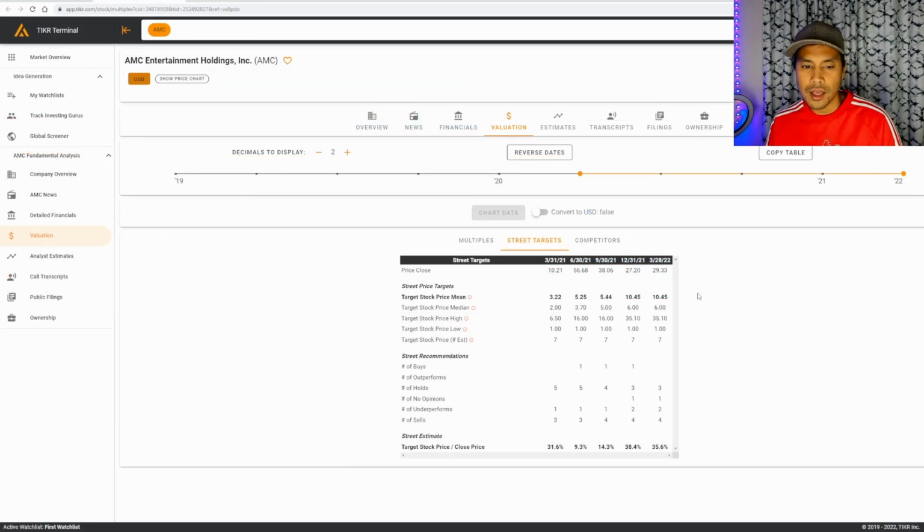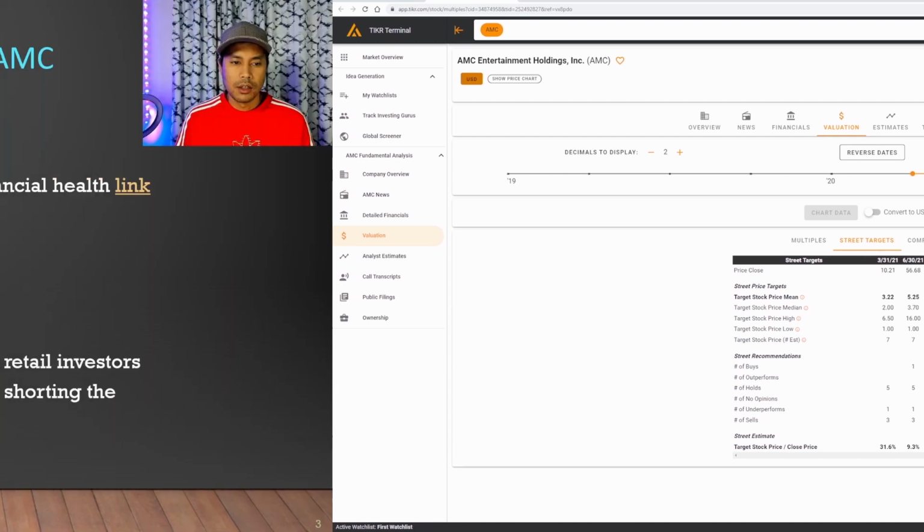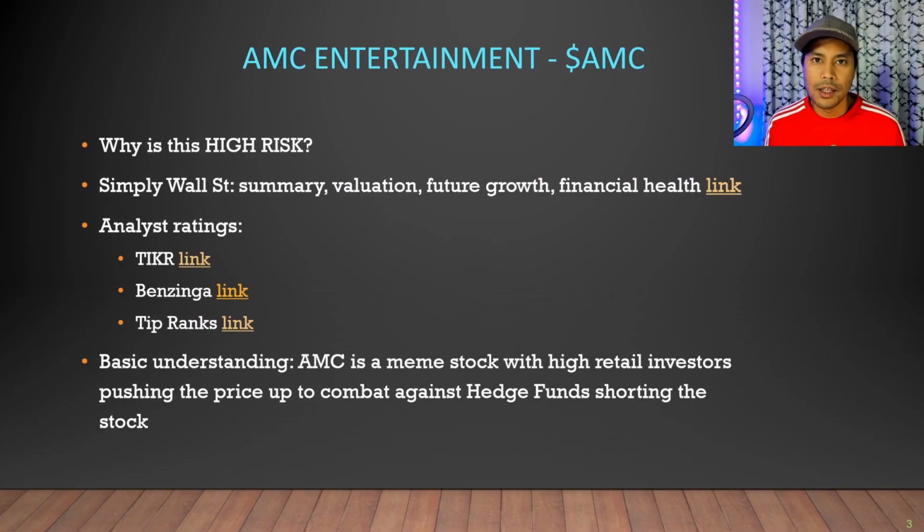Street targets for this, and they have a mean price of $10.45, a median price of $6, and they have a high price of $35, but also a low price of $1, so it doesn't look too good here as well. So now you have a basic understanding of why AMC is very risky.